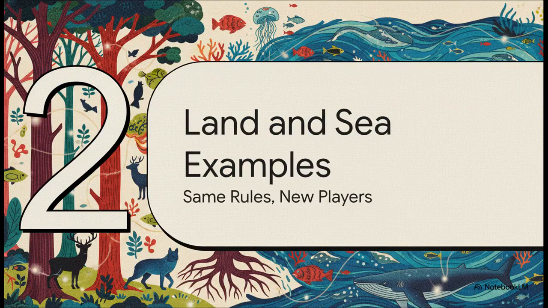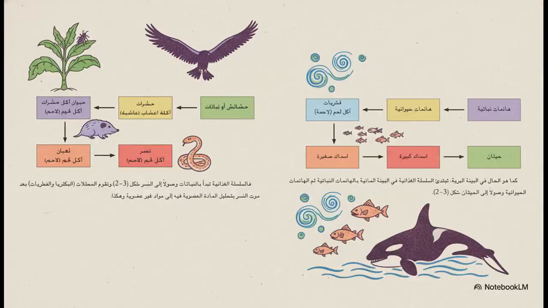And this whole idea, this whole energy transfer rule, it's not just for one specific place. Nope, it applies absolutely everywhere. From a dense forest to the wide open ocean. The players might be different, but the rules of the game are exactly the same. So let's look at a couple of real-world examples. Over here on the left, you've got a classic land-based chain.